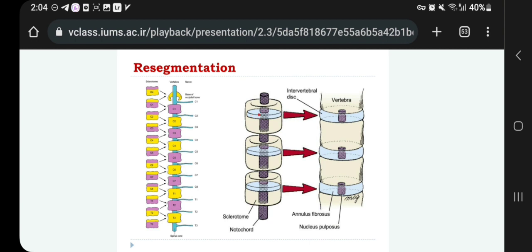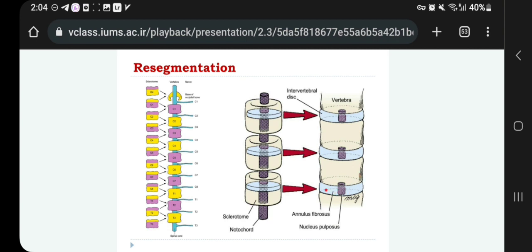As I told you, between them, at the first segment, we don't have any proliferation, and it makes the intervertebral disc. Okay, but what happened to the notochord? The notochord disappears in a vertebra, but leaves a part inside the intervertebral disc, and it makes the core of the disc. You know that every disc has two parts.